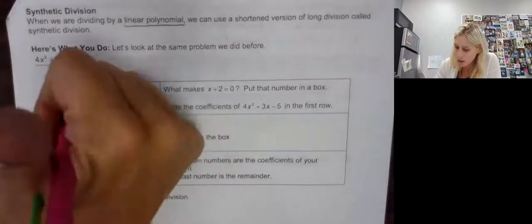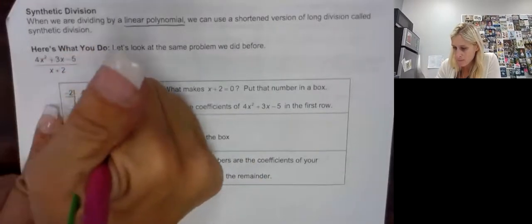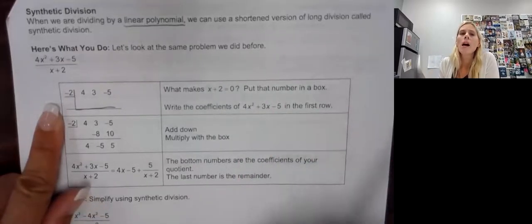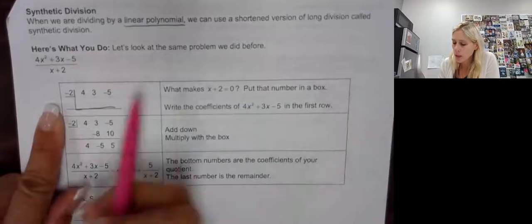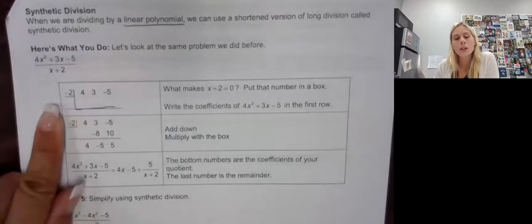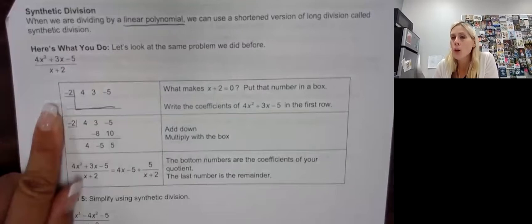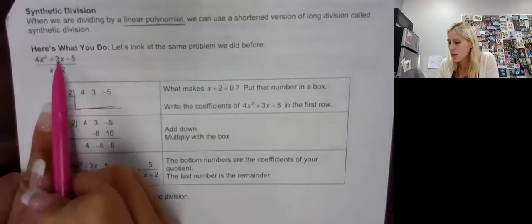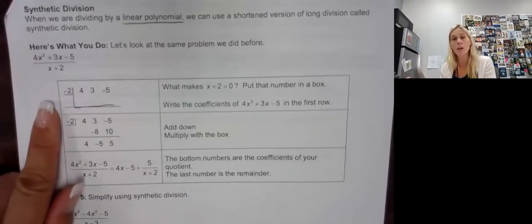So this is how it's set up here. I tend to draw an L just like this. Then what you need to do is put all the coefficients of what you're dividing into on your top line here. So in this case, 4, 3, and -5. Now, just like long division, if you are missing a term, you must also put a 0 in place of that term. Okay, I'm sure we'll have an example in this lesson for us to go through. So what makes that 0? -2. What are the coefficients? 4, 3, -5. Okay, so how do we do this?